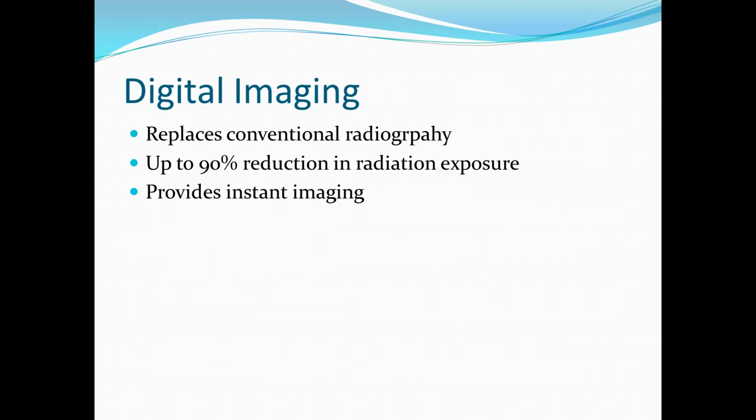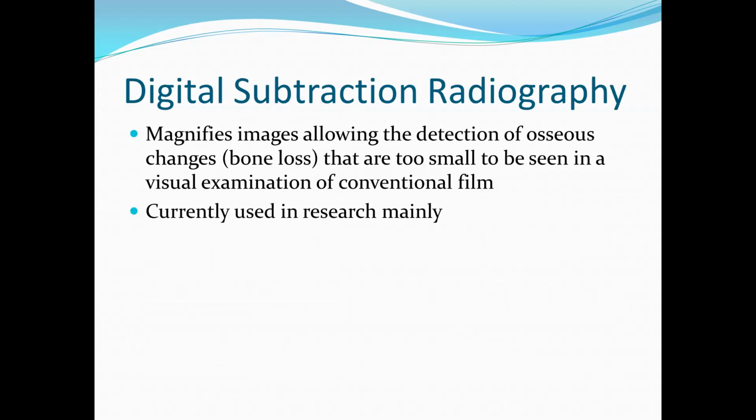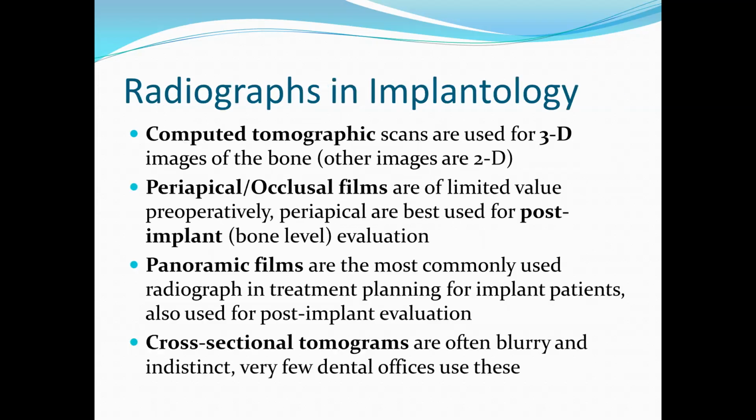Both of our campuses have digital radiography. There can be up to 90% reduction in radiation exposure. Digital subtraction radiography is where you're taking two images and superimposing them, looking for any changes. You've got your computed tomographic scans, which are your 3D scans, oftentimes used for implants these days.